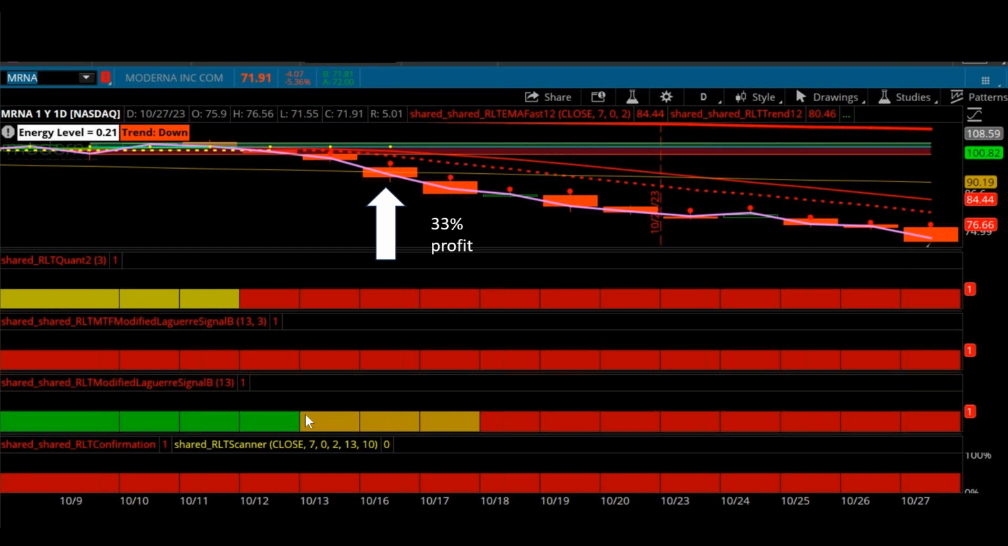Then all of a sudden, here they come. Going to red, goes from green to yellow. Everything is red or yellow. They're back in the trade short.